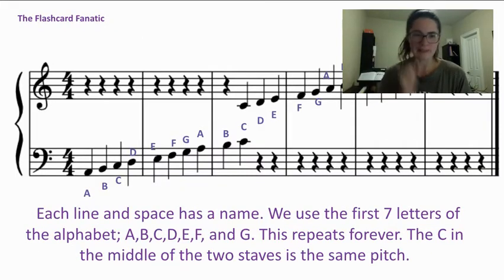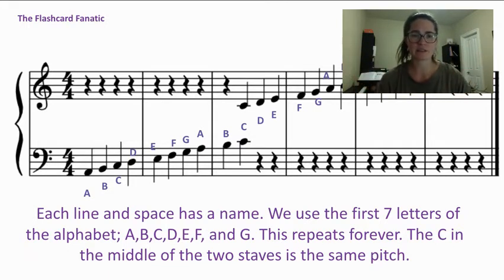So like I mentioned earlier, each line and space has a name. We use the first 7 letters of the alphabet. So A, B, C, D, E, F, and G. And this repeats forever and ever and ever. And it always goes the same direction. So we're going to put them in alphabetical order going from lowest to highest.